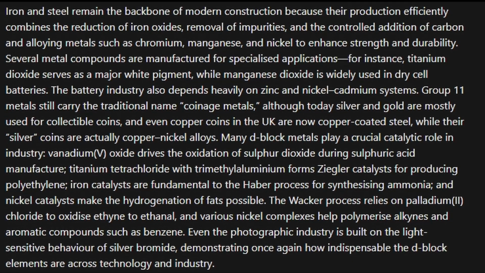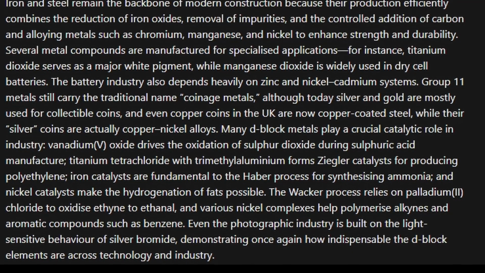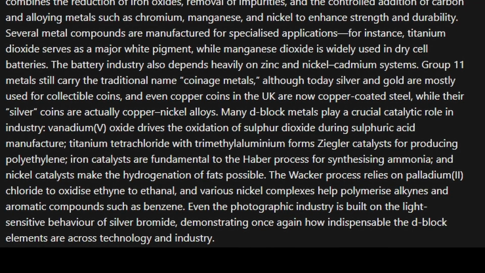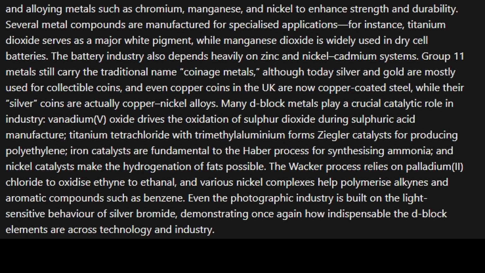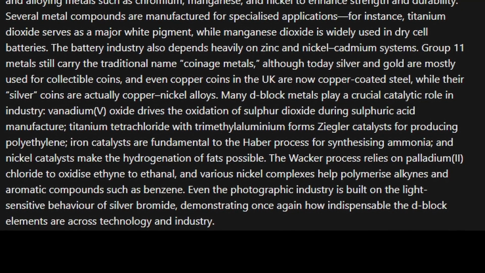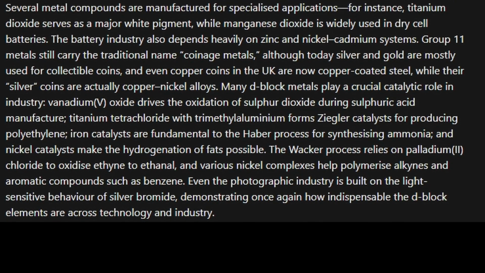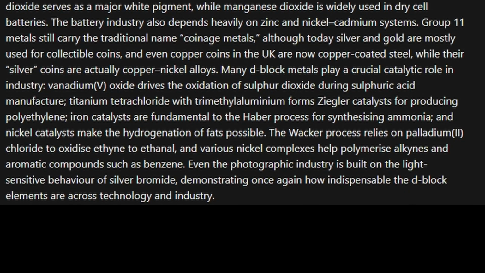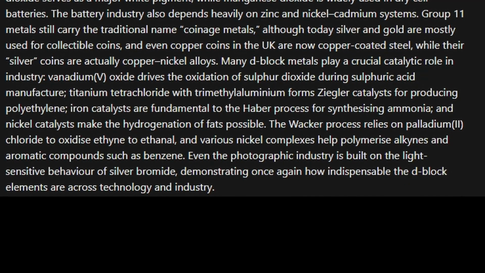Many d-block metals play a crucial catalytic role in industry. Vanadium(V) oxide drives the oxidation of sulfur dioxide during sulfuric acid manufacture. Titanium tetrachloride with trimethyl aluminum forms Ziegler catalysts for producing polyethylene. Iron catalysts are fundamental to the Haber process for synthesizing ammonia, and nickel catalysts make the hydrogenation of fats possible.